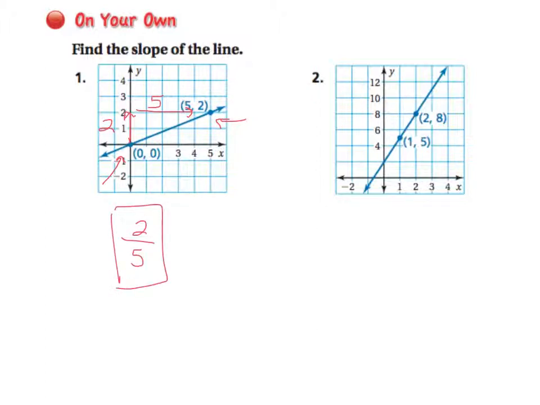In example 2, how many up, how many over? My vertical change goes from 5 to 8, that means I go up 3. I go from 1 to 2, that means I go right 1. So my slope would be 3 over 1, which would simplify into 3.